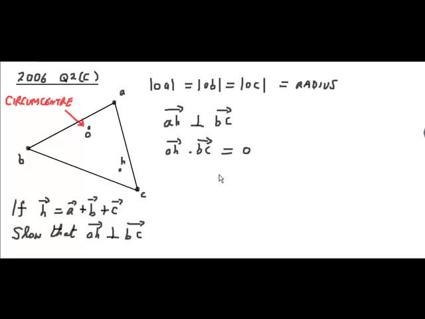Now we use our well-known formula for AH, which is H minus A. So AH is H minus A, and in the same way BC is C minus B. So notice how this formula comes into every vector question as well.